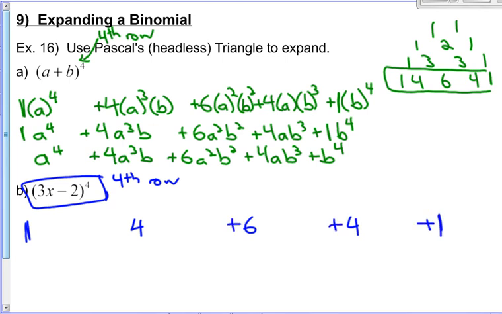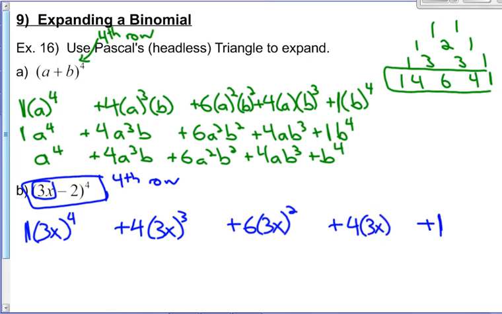It takes a little bit of time, but way less time than foiling it out a bunch of times. Ask yourself, what's different here? Instead of a, there's this term, 3x. That's kind of our a-type term. So it's going to start with a high power. We're going to have 3x to the 4. Compare that to what's above. We had a to the 4. So same thing, just instead of a, we have 3x. And its powers go down. 3x to the 3, 3x to the 2, 3x to the 1, and it's gone for the last term.